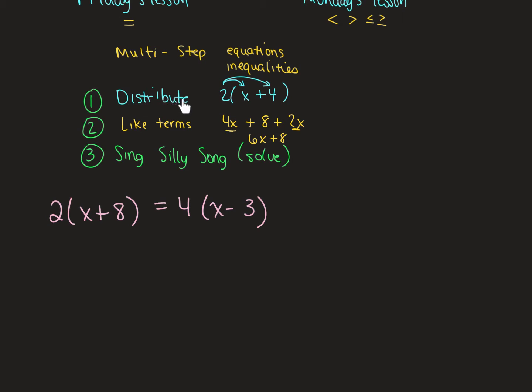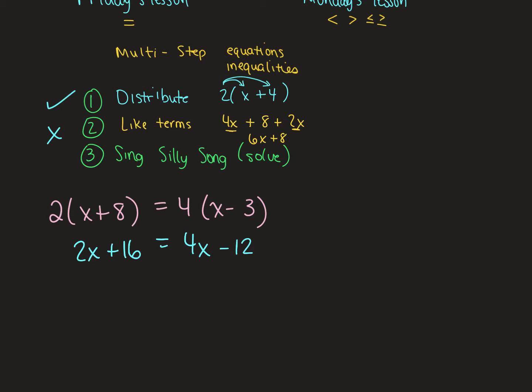Ask yourself, is there anybody anywhere where I need to distribute? Well, yes, there is. I need to distribute this 2. I also need to distribute this 4. So I can do that in the same step. 2 times the first guy, 2 times the second guy, 2x plus 16. 4 times the first guy, 4 times the second guy, 4x minus 12. So check, we did that. Are there any like terms?